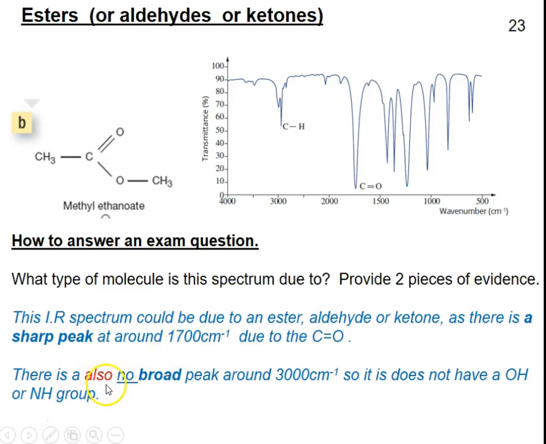You can also give evidence when you don't have peaks. So we have this, which you would also find in a carboxylic acid. The fact that we don't have that great big peak here indicates that there's no broad peak, so it doesn't have a hydroxyl group or an amine group. We'll look at them later. So it's not a carboxylic acid.